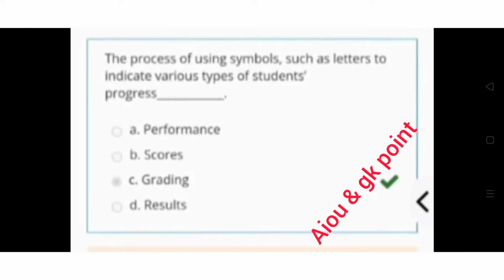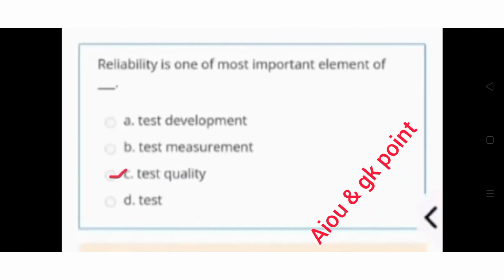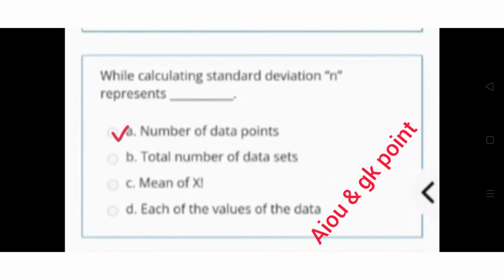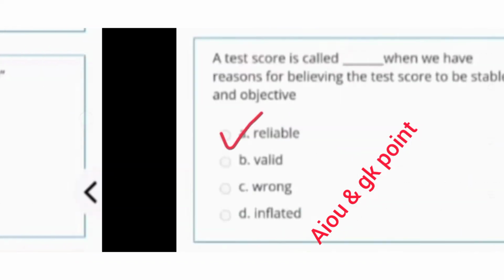The process of using symbols such as letters to indicate various types of students' progress. Correct option C. Grading. Reliability is one of the most important elements of dash. Correct option C. Test quality. While calculating standard deviation and represent. Correct option A. Number of data points.